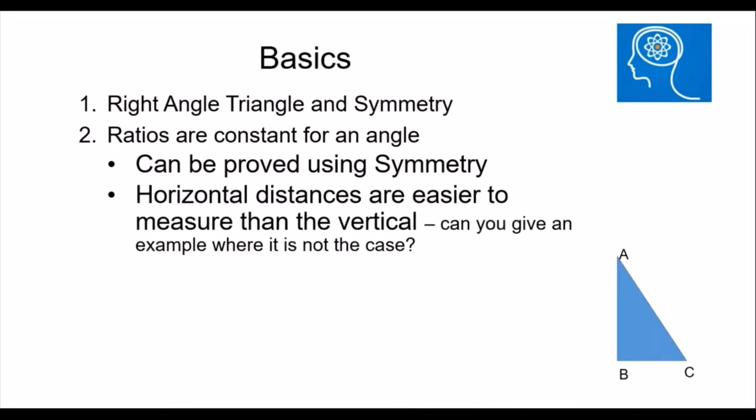We were just talking about right angle triangle and symmetry. That is what comes into play when we use trigonometry. Okay, so what happens is we just saw that when the angle is the same, the ratios are constant. That is what we saw, right? The ratios are constant, and we can prove that using the symmetry. And then generally what happens is that horizontal distances are easier to measure than vertical. Do you agree that horizontal distances are easier to calculate or measure than vertical distances?